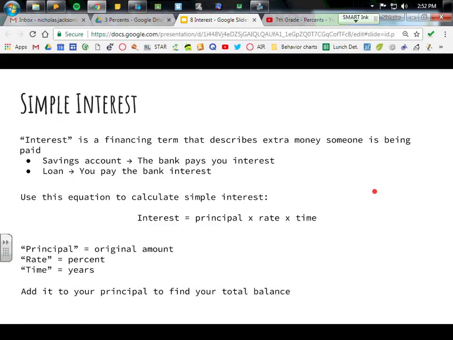If you want to find your total balance, you'll find your interest first, and then you'll add your interest to your principal to find your total balance.